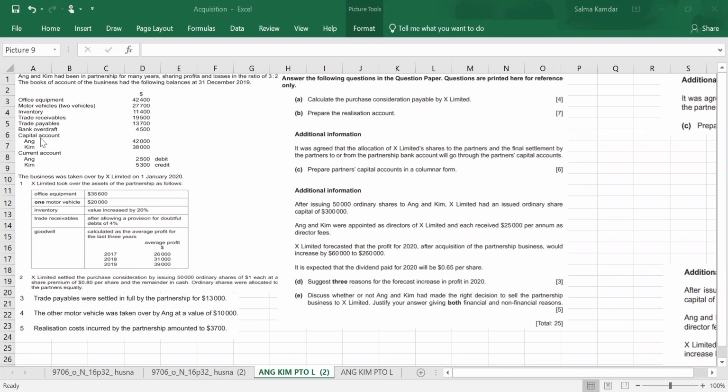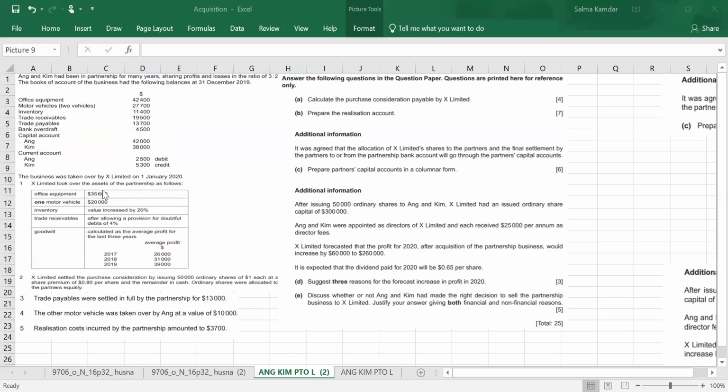Please be mindful, Ang and Kim also have a capital account, then they also have a current account. If it is being acquired by a limited company, the partnership of Ang and Kim would dissolve and the partners have to be settled in a balance. The business is taken over by X Limited as follows.